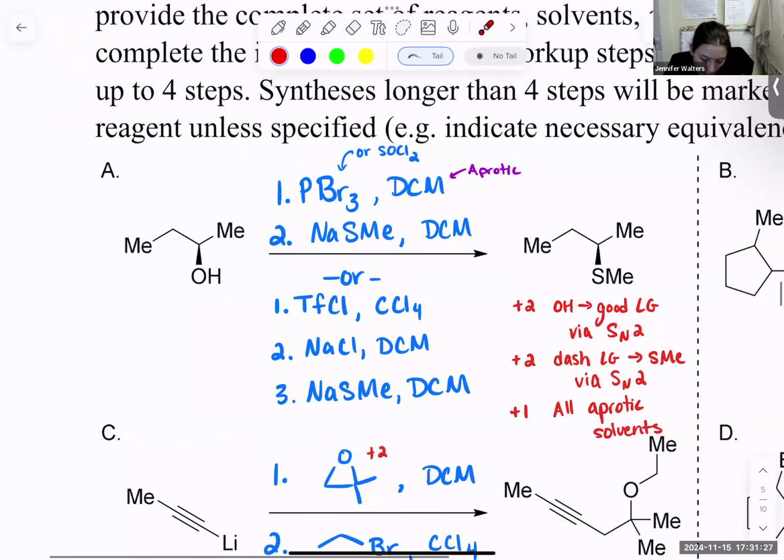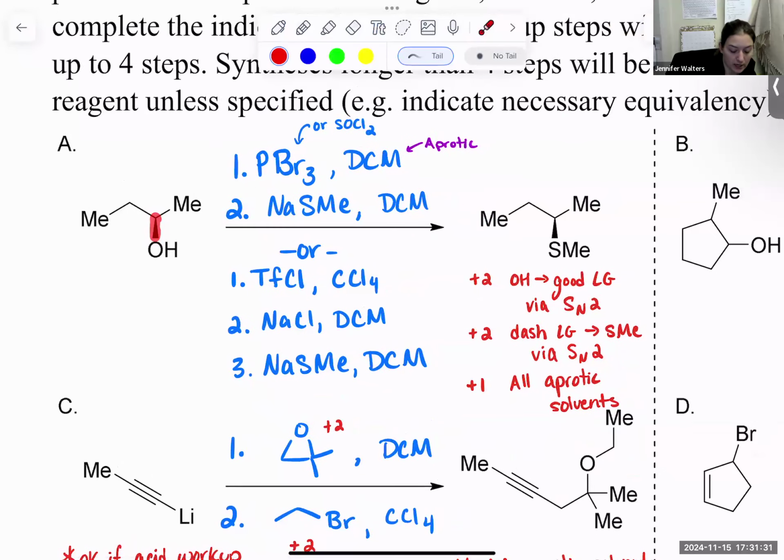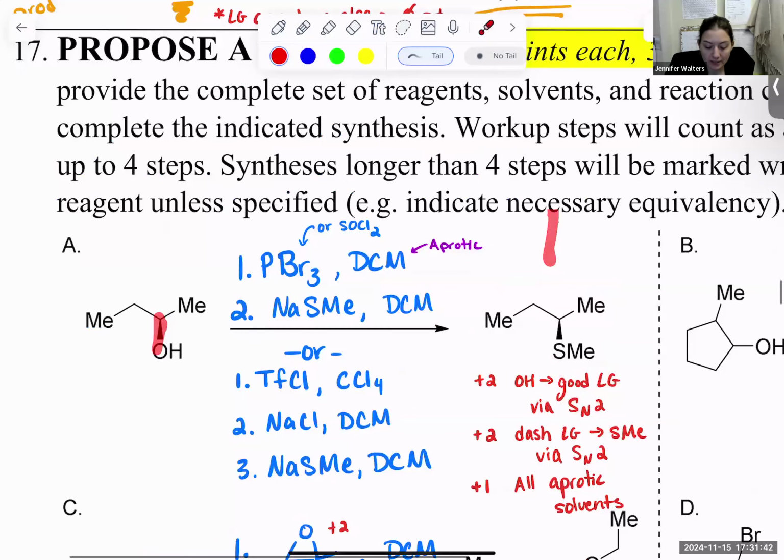All right. So what I was hoping you would see, we just kind of talked about it, is that I have an alcohol going to the thioether. So I need to do substitutions. The fact that I see this stereochemistry retained tells me that I have to be doing SN2s. The fact that it's retained and not inverted tells me I'm doing 2 SN2s, because that's the only way we can get this retention, is to do 2 SN2 reactions.